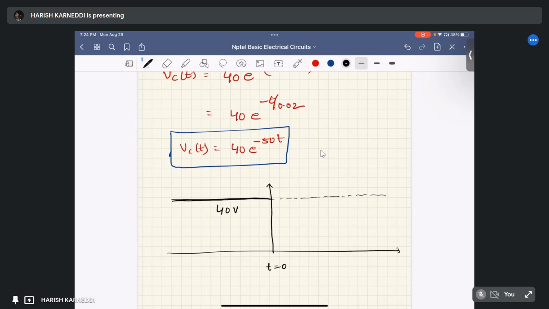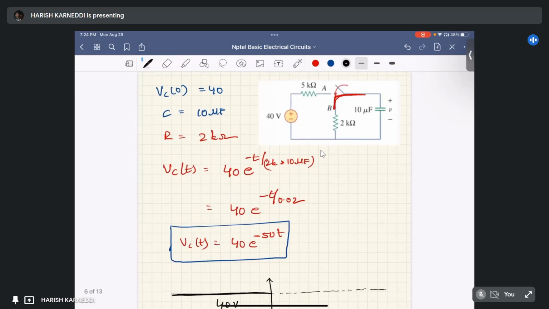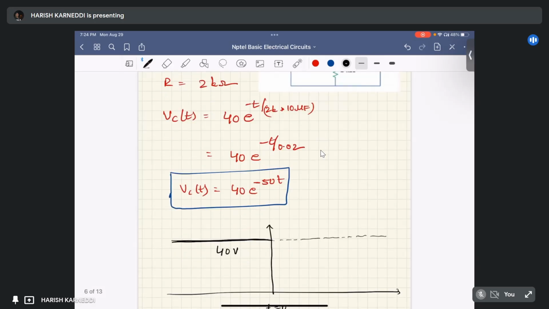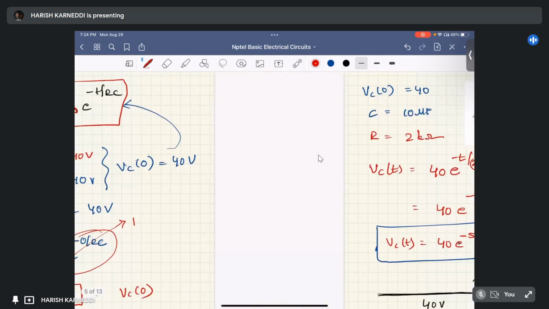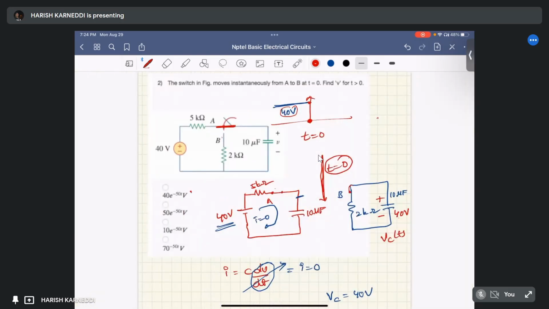At t equal to 0, we just switch from this point to this side. So the capacitor is discharged through 2 kilo ohm with a response of 40 into e power minus 50t. Initially the voltage is 40 volts at t equal to 0, then it is steadily discharging as 40 into e power minus 50t. This is the voltage across the capacitor. The option is A.